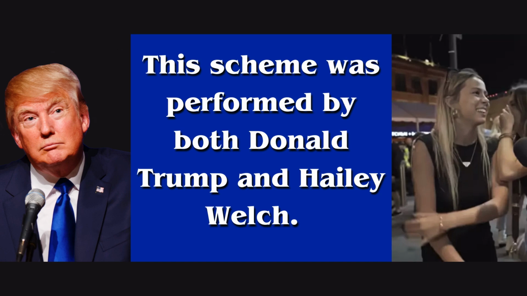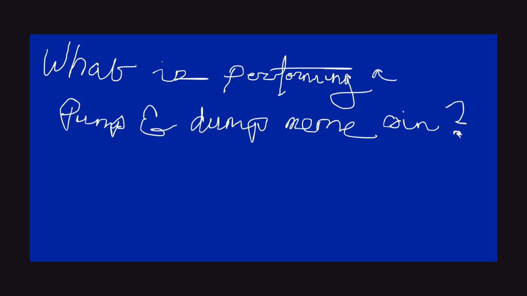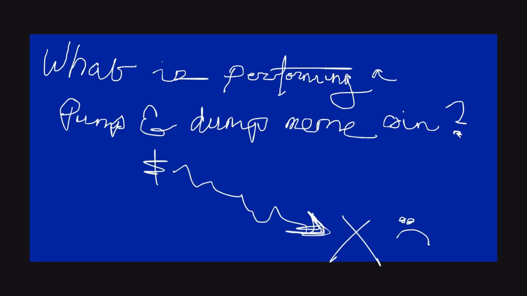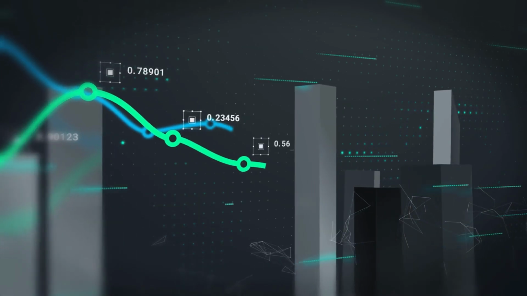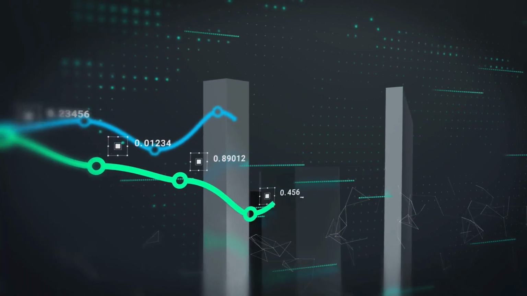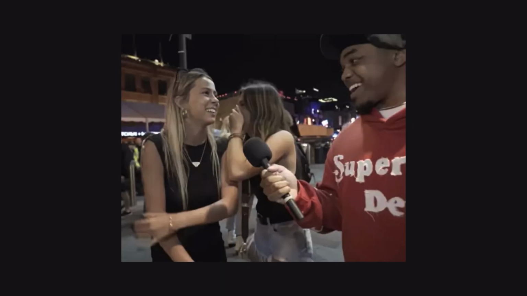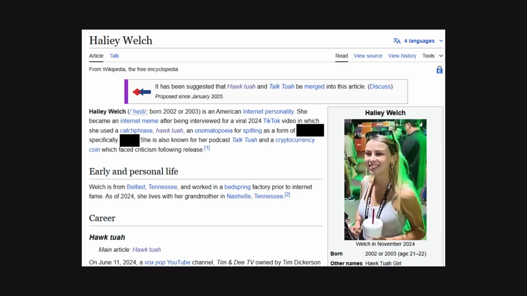What does Donald Trump and Haley Welch have in common? What is performing a pump and dump meme coin for 200? The apex of economics and finance. When I get to talk about this, and it actually is relevant. Also, this Wikipedia article, in one word, pretty hilarious.